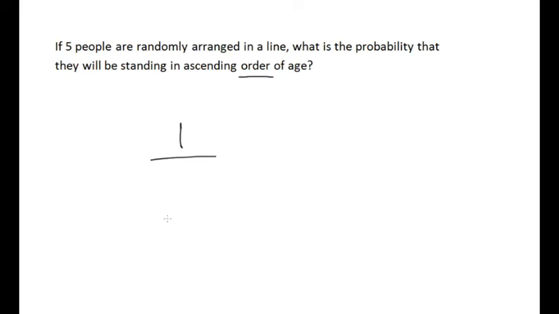Our denominator will be how many ways can we rearrange 5 people in a line. And so to do that, we'll use a permutation. There are 5 people, and we want to arrange all 5 of them. And so the probability that these 5 people will be standing in ascending order of age is 1 over permutation 5. And what that gives us is approximately 0.008.